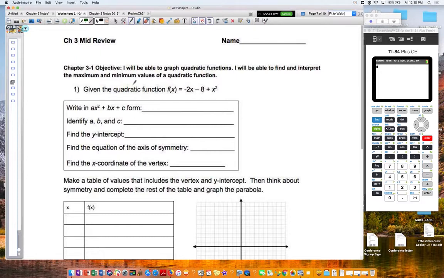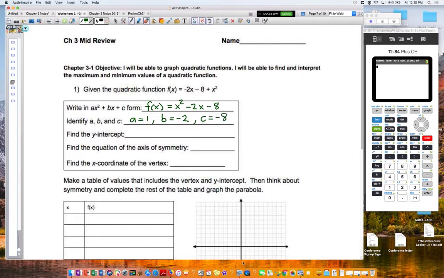So to get us started here, we're going to write f of x in order. So the x squared comes first, and it's positive, so positive x squared, then the minus 2x, and then the minus 8. Then it asks us to identify a, b, and c. Remember, a is the number in front of x squared. If there is no number, we assume it is 1. B is negative 2. Make sure you include the sign. And c is negative 8.